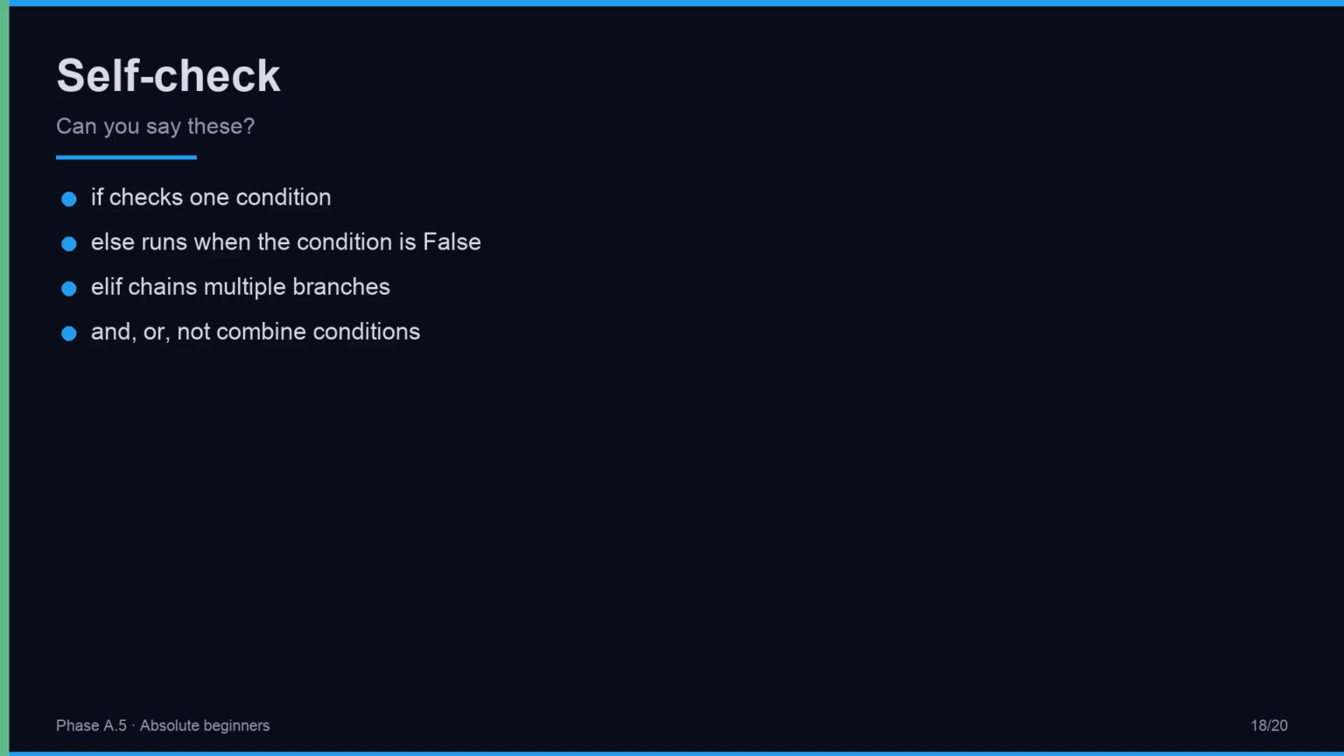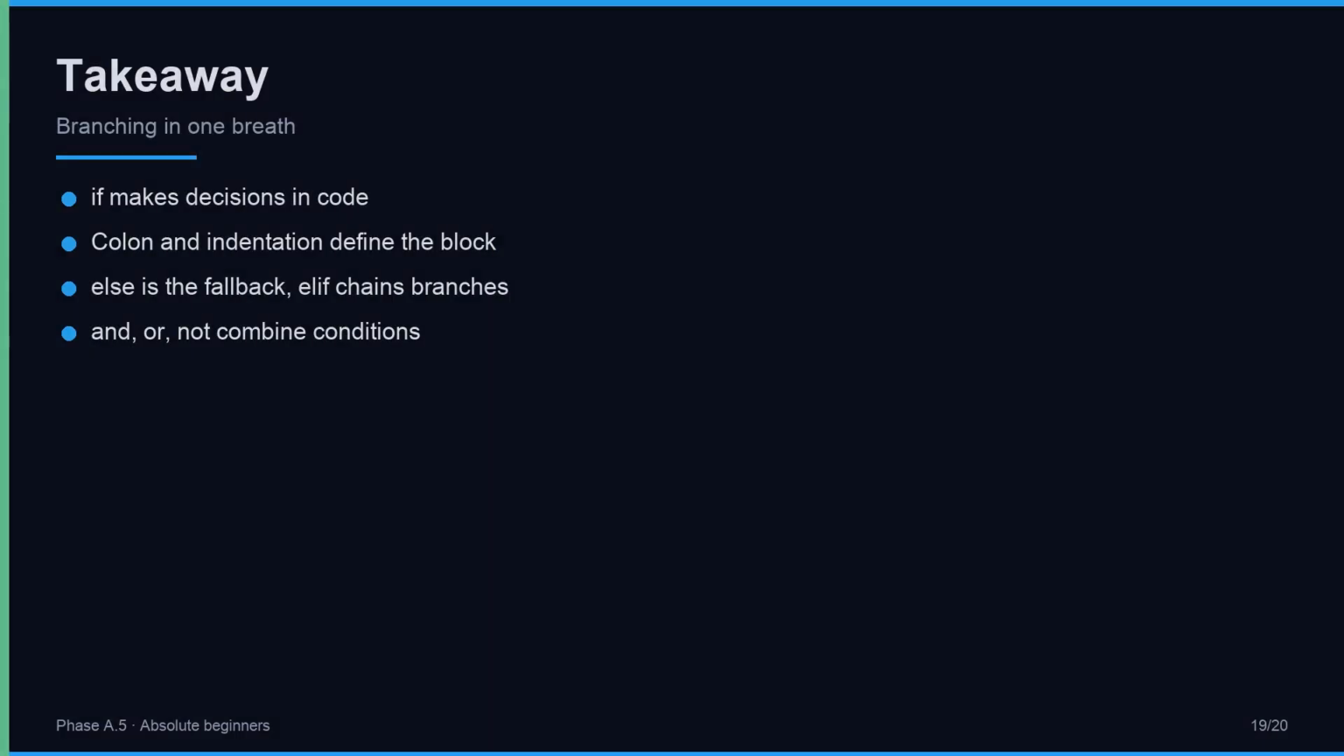Say each out loud, in one breath. If lets your code decide. Write a condition, colon, indented block, that block runs only when the condition is true. Else is the fallback when it is false. Elif chains many branches, and the first true branch wins. Conditions are built from comparisons and combined with and, or, not. Indentation defines what belongs to the block. Master this and your programs stop being linear.